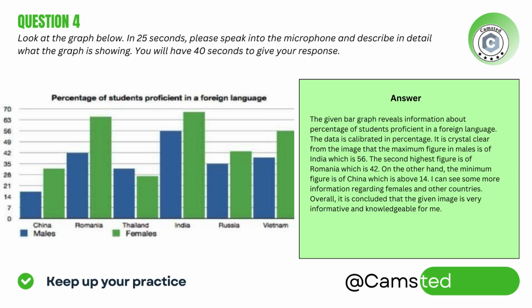The given bar graph reveals information about percentage of students proficient in a foreign language. The data is calibrated in percentage. It is crystal clear from the image that the maximum figure in males is of India, which is 56. The second highest figure is of Romania, which is 42.